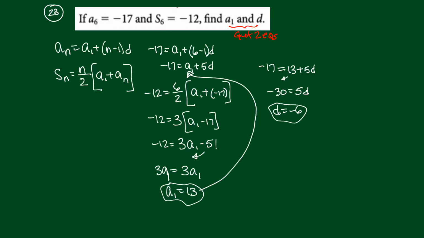All right, so we're asked to find two things. Let's just summarize. A1, the first term of the sequence, we found to be 13, and the common difference here is negative 6.